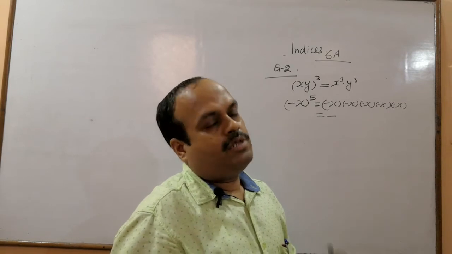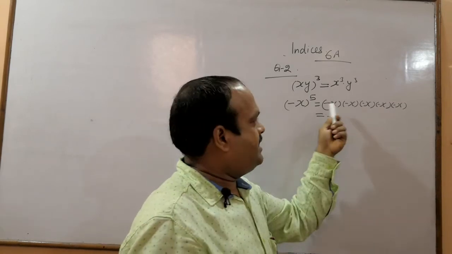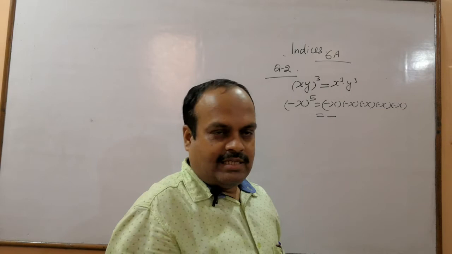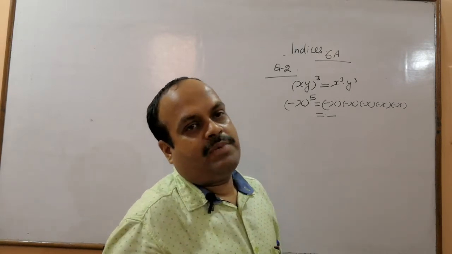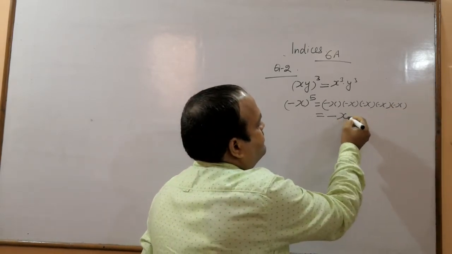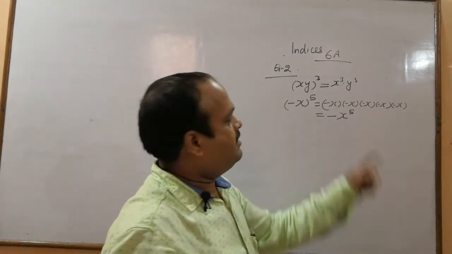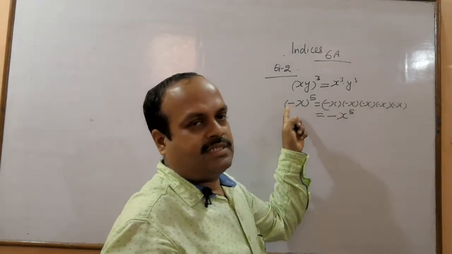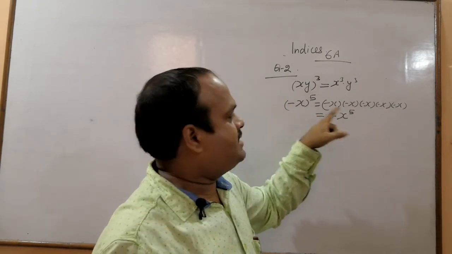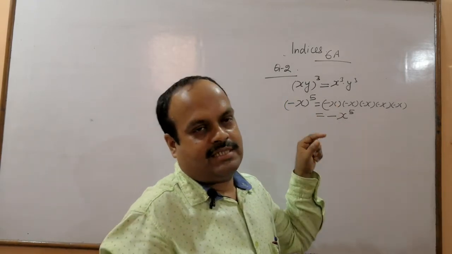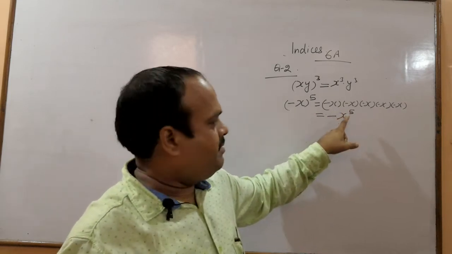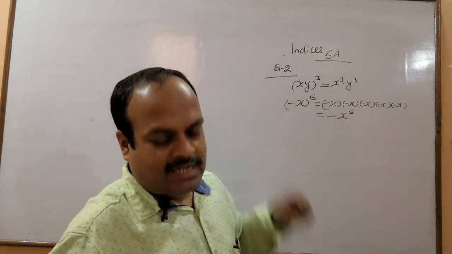Then count the number of terms. Use the product law. Since we have 5 times x, we can write it as x to the power 5. So minus x to the power 5. Here the base is minus x and there the base is plus x. Here the base is x and there the base is minus x.